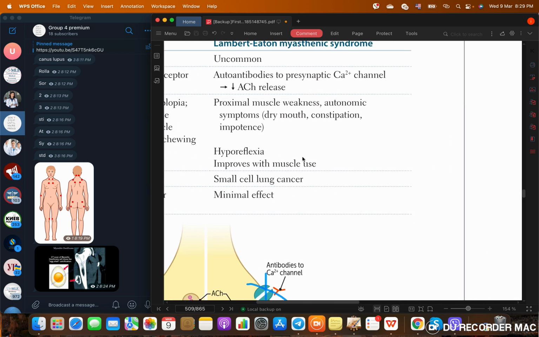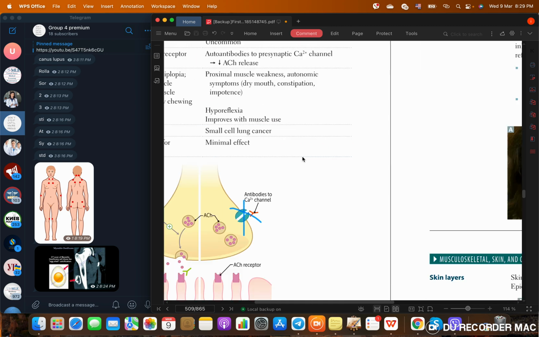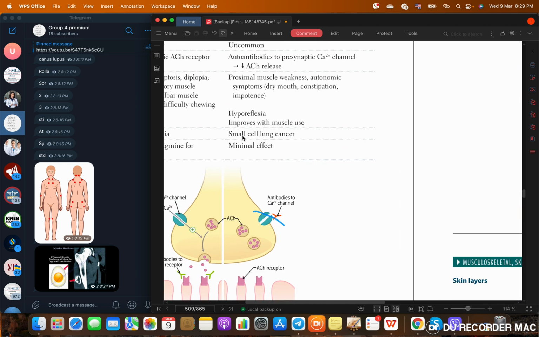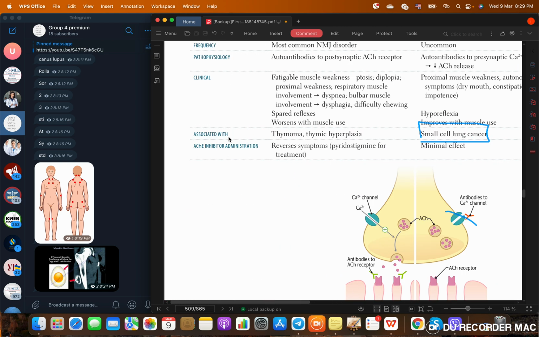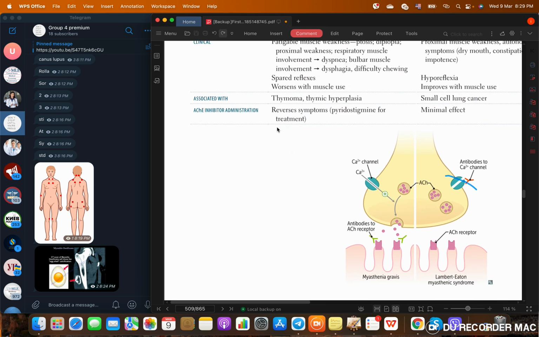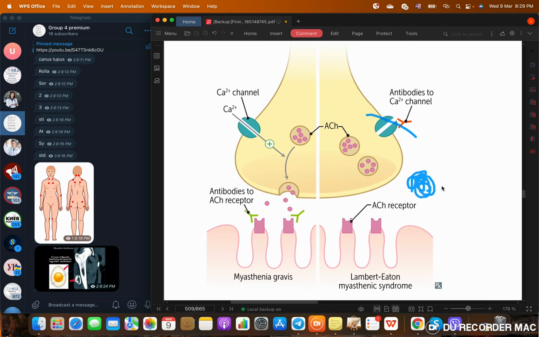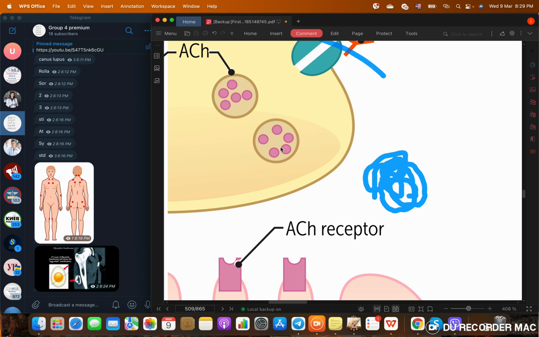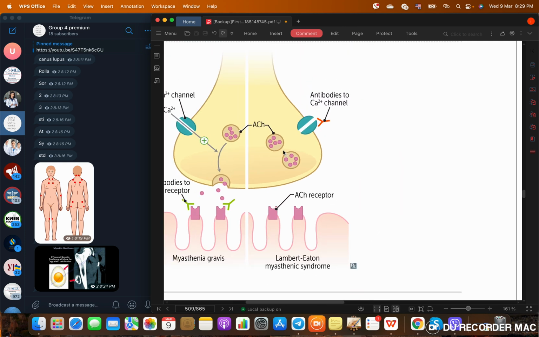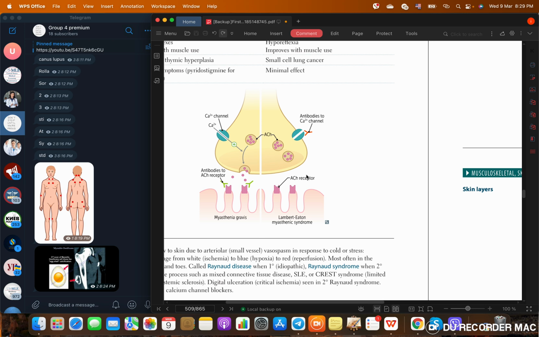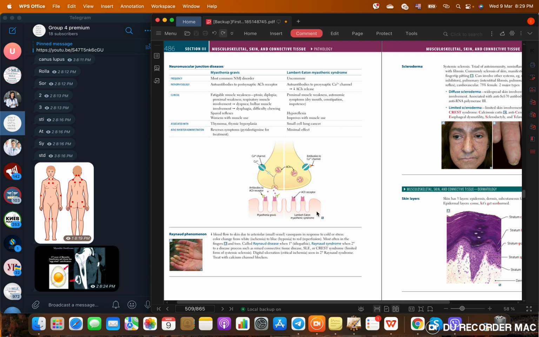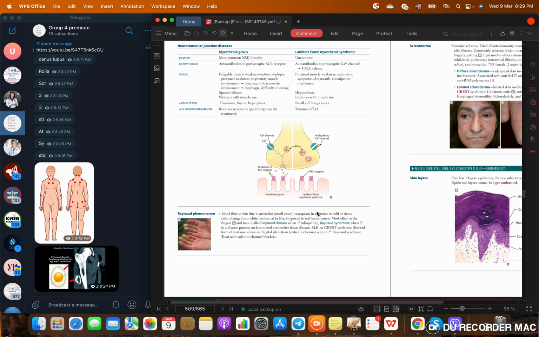And it improves with muscle use. The more you use the muscles, the less the symptoms will be. It is associated with small cell lung cancer, not thymoma. And if you give an acetylcholinesterase inhibitor, so this is the enzyme, at the baseline, the enzyme was not working. Why? Because the acetylcholine is not released at all. It cannot be released at all. That's the pathology. So even if you give it, you will not help because there is no release of the acetylcholine into the synaptic cleft. That is the main problem.